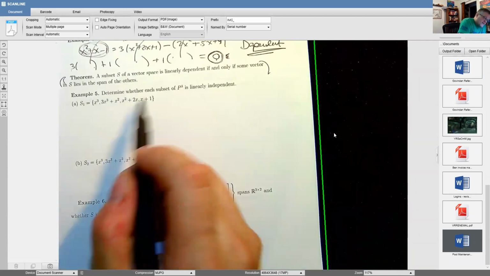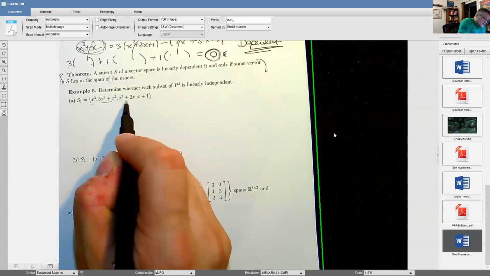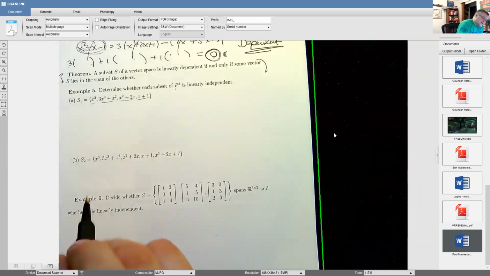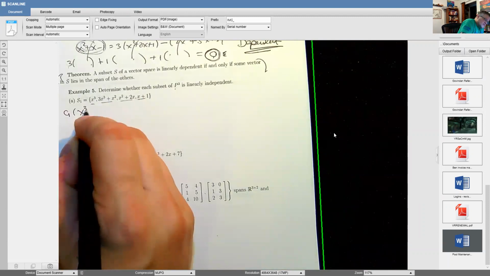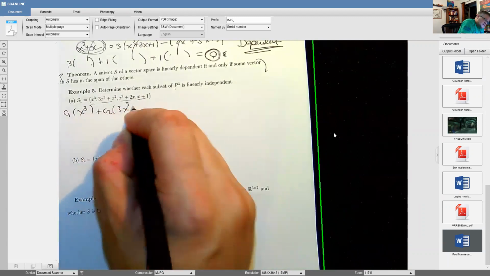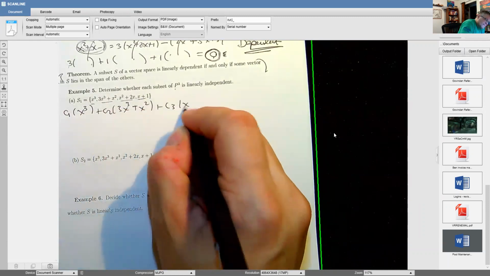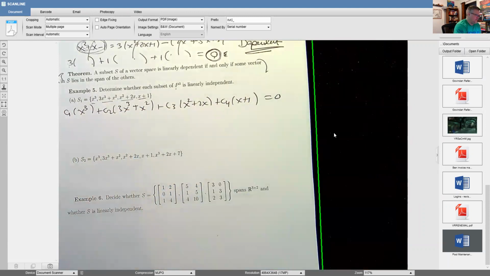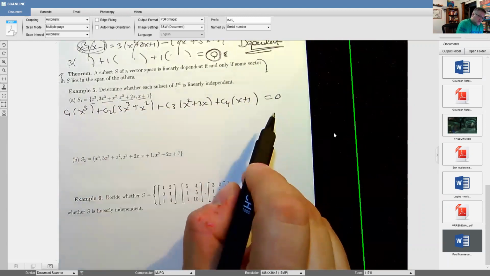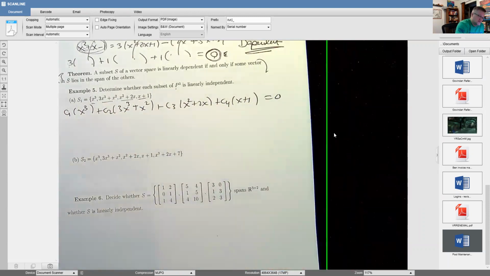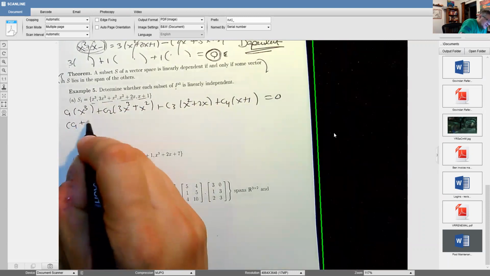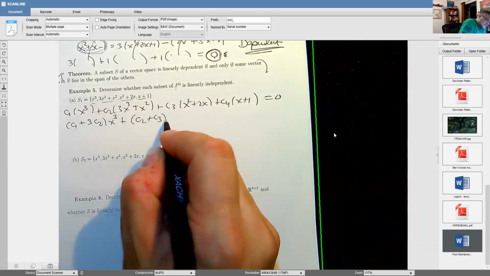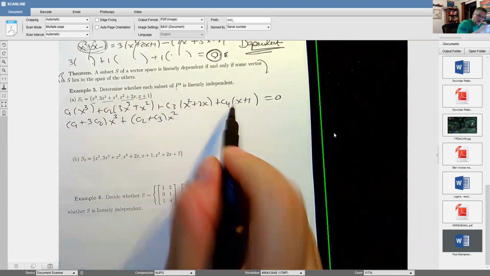Okay, let's try these. We have four functions in P3. P3 is the set of all cubic polynomials, and we want to know if they're linearly independent. By definition, that means I multiply the first by C1, the second by C2, the third by C3, and the fourth by C4, and I want to see if the sum is the zero constant function. Again, this generates a system. You have to group the x cubed, x squared, x, and constant terms together. So let's do that. I have C1 plus 3C2 times x cubed, plus C2 plus C3 times x squared. I'm just multiplying the C's through and then grouping like terms together.